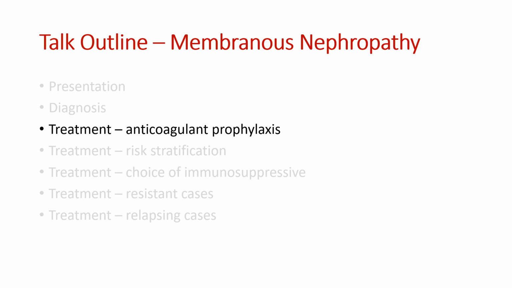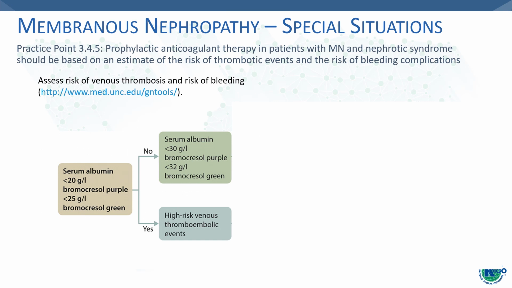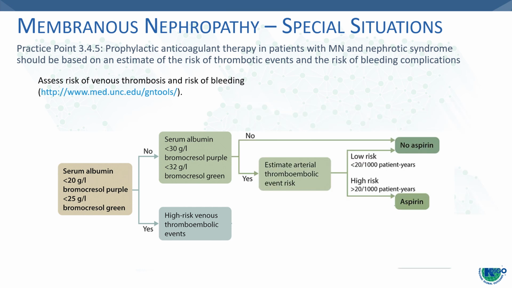We stress this point in patients with membranous nephropathy because we know that they have a high risk of thromboembolic events. So at first, you will measure the serum albumin level, whatever the technique you are using. If the serum albumin is below 2 to 2.5 gram per deciliter, this patient has high risk of venous thromboembolism. If the serum albumin is between 2 and 3, sorry, I will say it again: does the patient have serum albumin less than 3? If no, that means the serum albumin is more than 3, so no prophylaxis is needed.